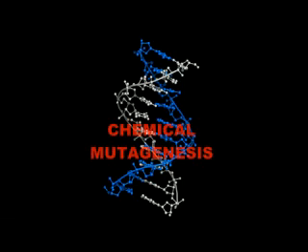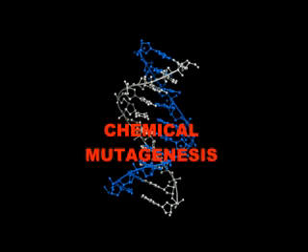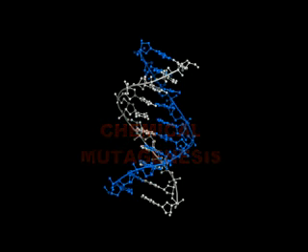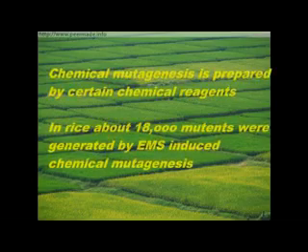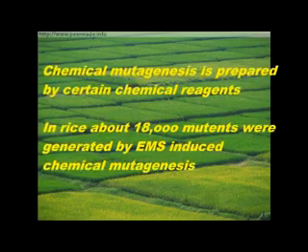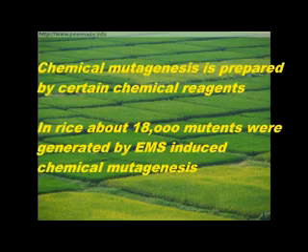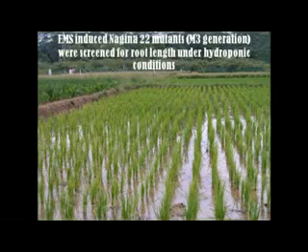Now we are going to see what chemical mutagenesis is. Chemical mutagenesis is mediated by certain chemical reagents. In rice, around 18,000 to 19,000 mutants were generated from chemical mutagenesis, out of which EMS-induced mutagenesis is widely used for generation of mutations in rice.